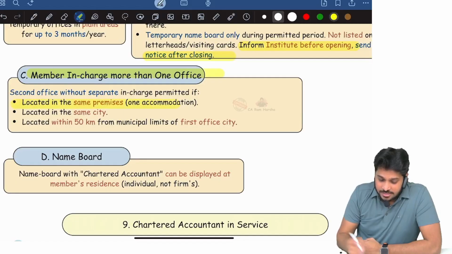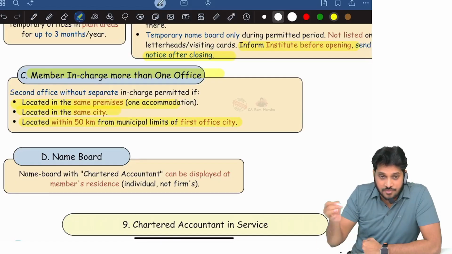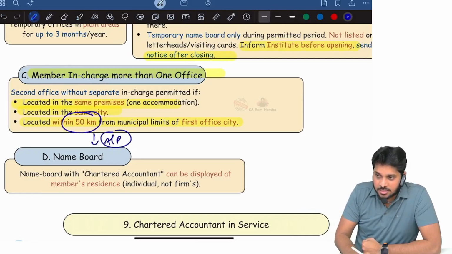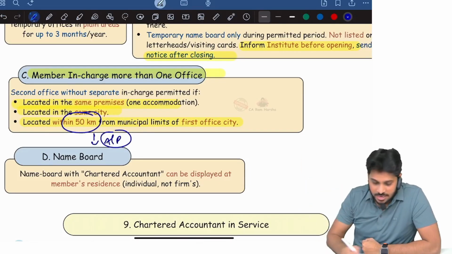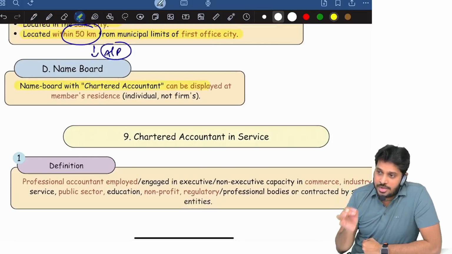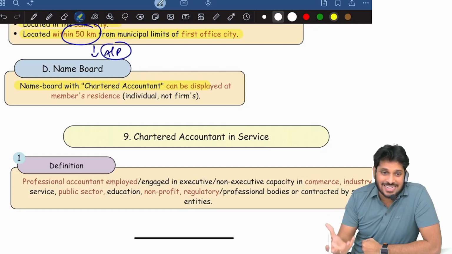Yes, if it is in the same building or in the same city or within 50 kilometers from the municipal limits. This 50 kilometers will be calculated as aerial distance, not Google Maps distance. Understood? Next, name board. Now, can a member show a name board with the words chartered accountant at a residential address?